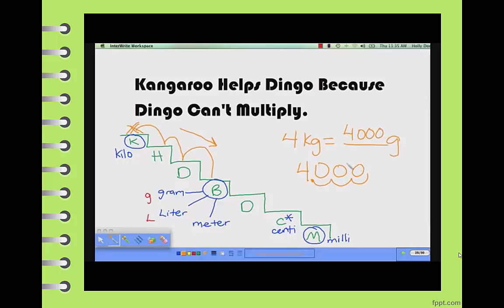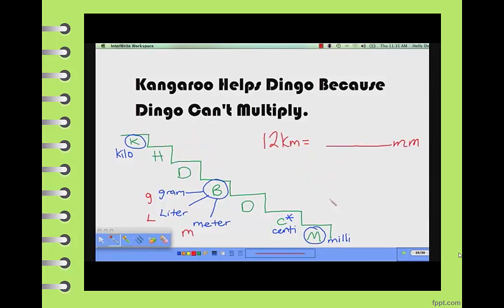grams, which makes sense because we know that kilo is 1,000 times larger than the gram, and so it takes 1,000 grams to make 1 kilogram. Well, if it takes 1,000 grams to make 1 kilogram, it would take 4,000 grams to make 4 kilograms.